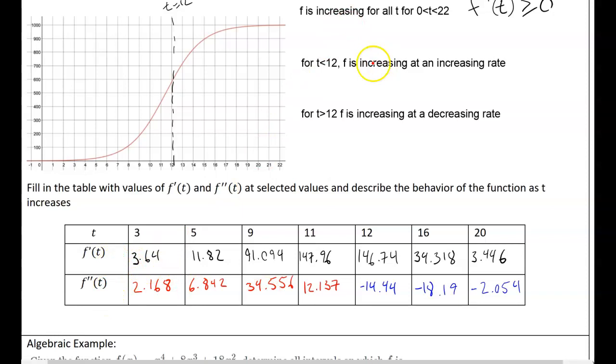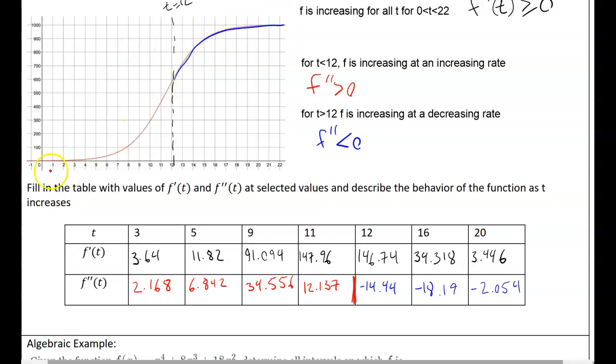First derivative, second derivative. What I notice is there's a sign change right here between 11 and 12. And that lines up with our graph. So increasing at an increasing rate means, in this case, f double prime is positive, so greater than 0. And as that growth starts to slow down, we see f double prime is now negative, less than 0. Okay, so that corresponds now with the second half of my graph.